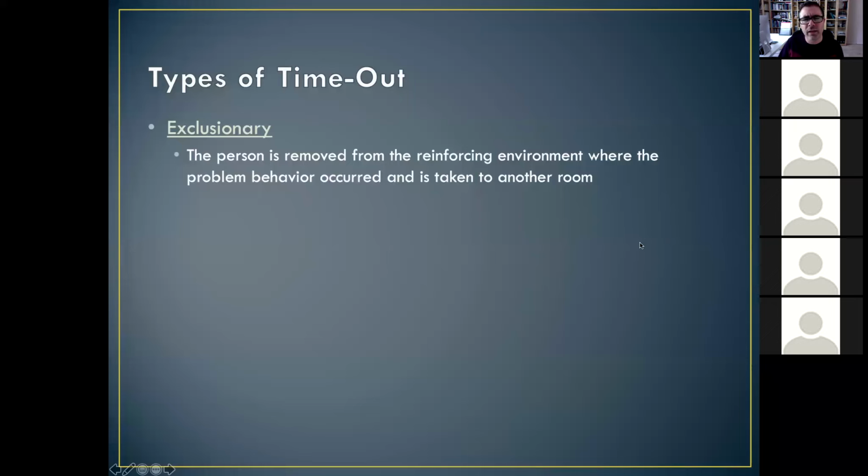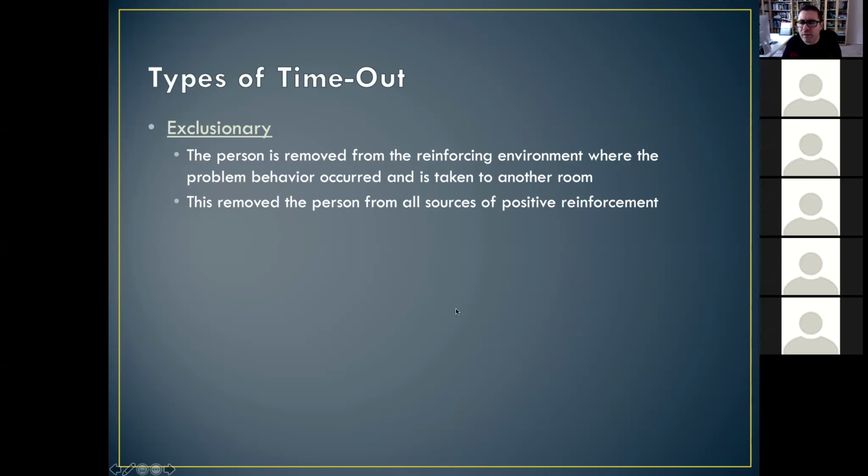So with exclusionary timeout, the person here is removed from the reinforcing environment where the problem behavior occurred. And in this case, is taken to another room, right? So here you have a reinforcing environment. So let's imagine, I think the book gives an example of a child playing with other kids in the school setting, maybe engages in some sort of disruptive behavior, and now is taken to a different room, right? So in this case, it's taken to a different room.